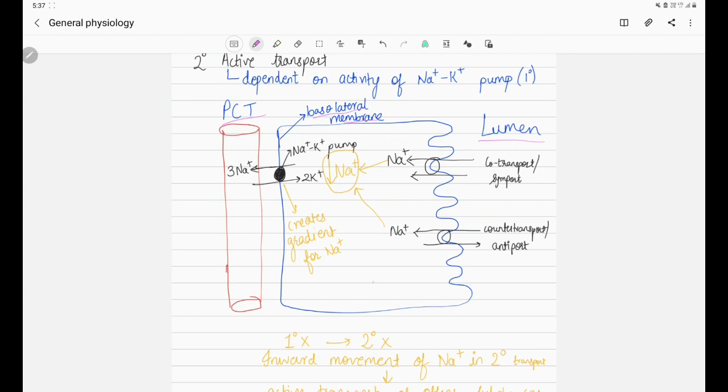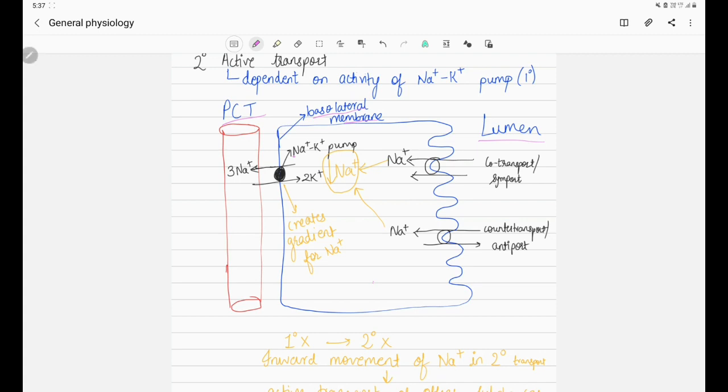Now always remember, the sodium-potassium pump is present on the basolateral membrane. So you can see here the sodium-potassium pump, and it is pumping 3 sodium outside and 2 potassium inside. So there is a net loss of 1 sodium ion, and we say there is a sodium ion concentration decrease in the PCT cells. So this primary active transport pump, that is the sodium potassium ATPase pump, creates a gradient for sodium.